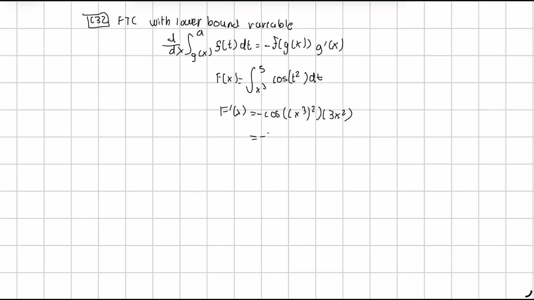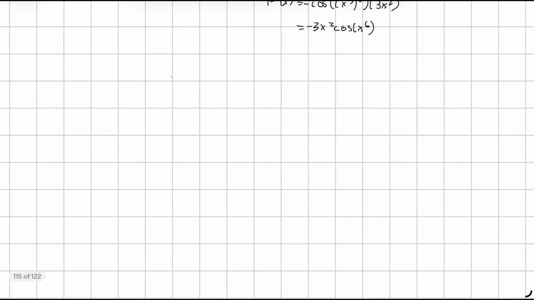So this is equal to negative 3x squared times cosine of x to the power of 6. So what if we want to find the average value of a function? This is for case 33 they could ask you about. For the average value of a function, you have f average is equal to 1 over b minus a, integral from a to b of f of x dx.